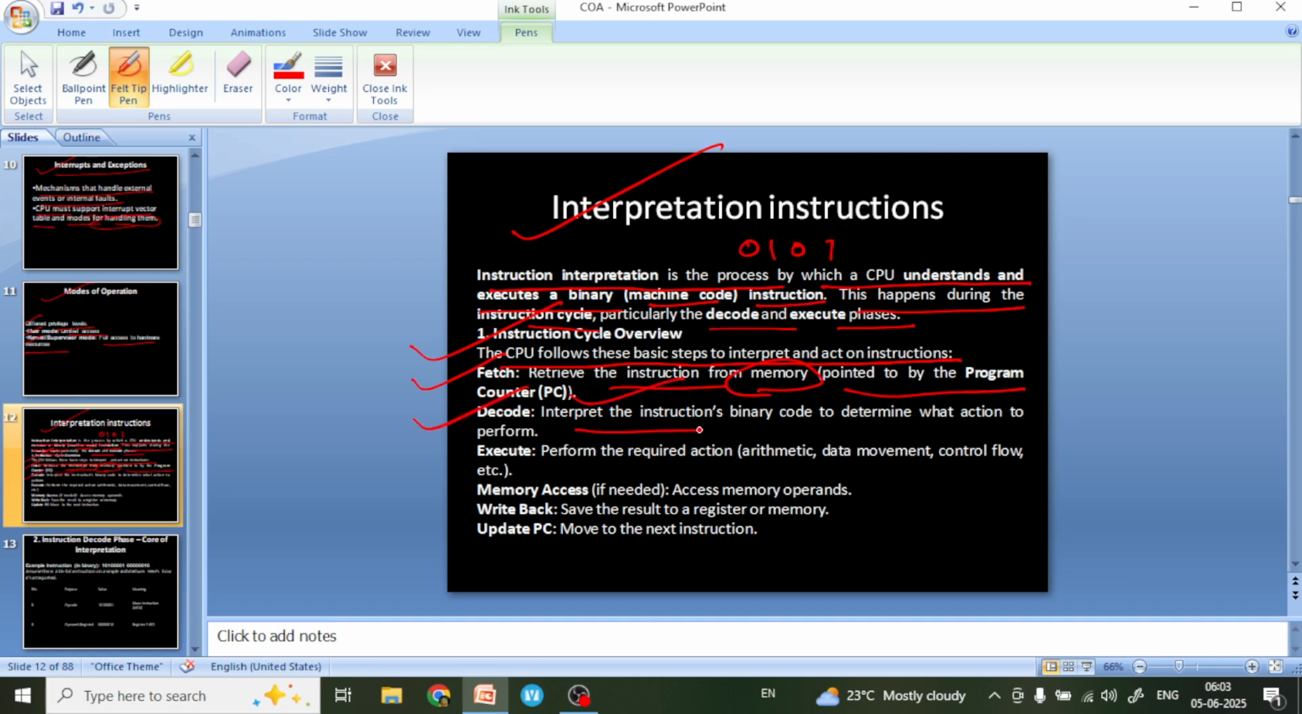Second is decode. Interpret the instruction's binary code to determine what actions are to be performed, and execute. It performs the required actions: arithmetic, data movement, control flow, etc. Memory access: if needed, access memory operands. Write back: save the results to a register or memory. Update: in the last it moves to the next instruction. Here we also discuss the instruction life cycle.